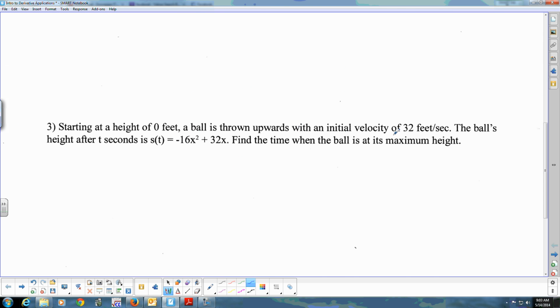A ball is thrown upwards with initial velocity at 32 feet per second. That's this 32 that's right here. So you don't have to do anything with it, and they're just saying it's part of the wording that I'm trying to get you guys used to. Same thing with 0 feet.